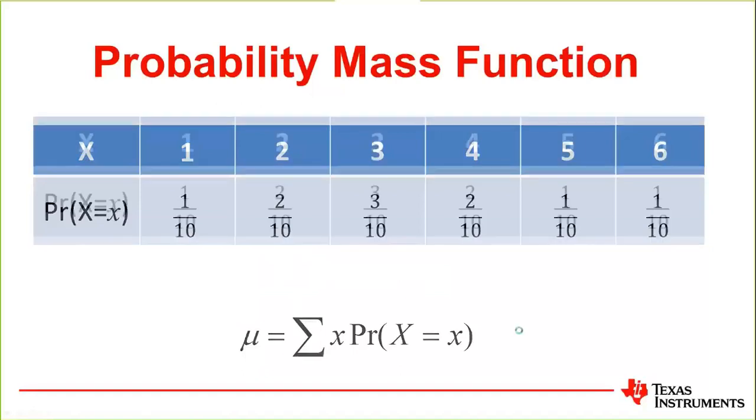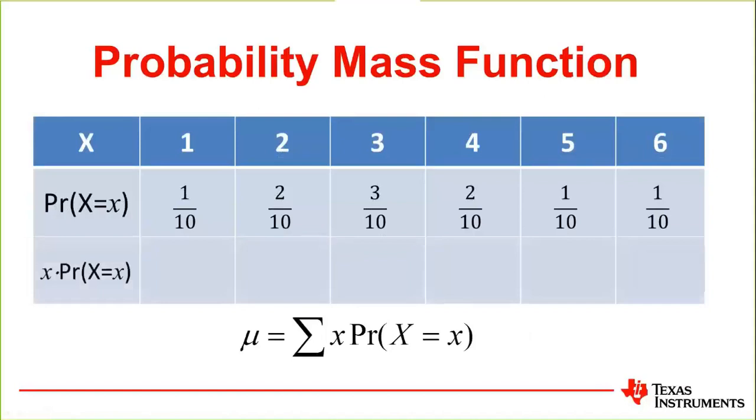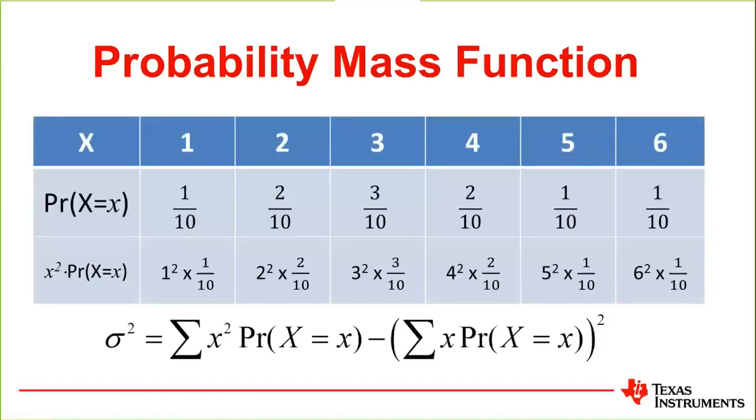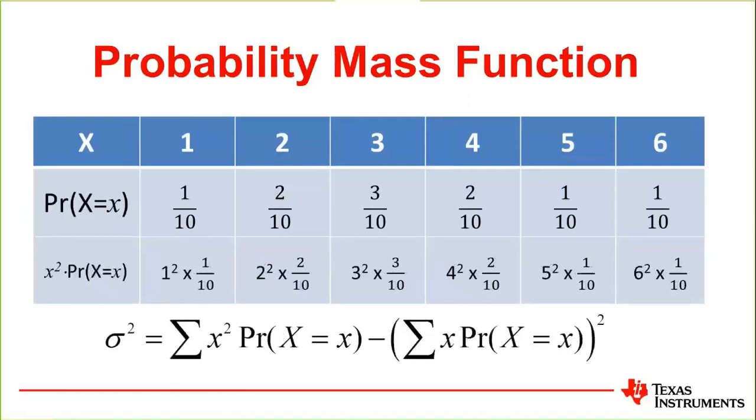How does that look in the table? Well, this is what we'd expect students to do: X times the probability of X, and then sum them up. Students still do that by hand, but as you can see from the next slide, what about things like the variance? Can we do that?